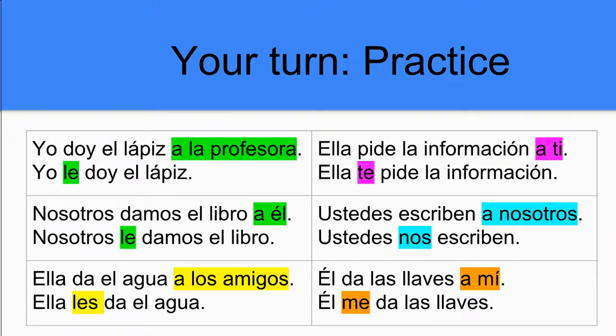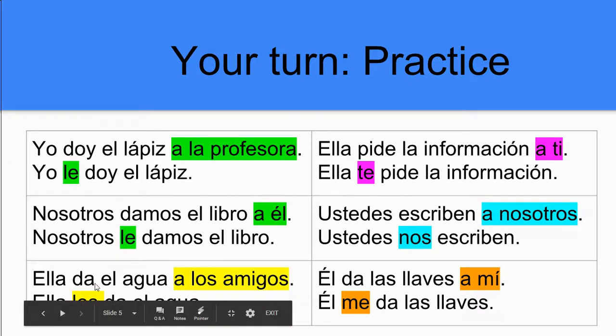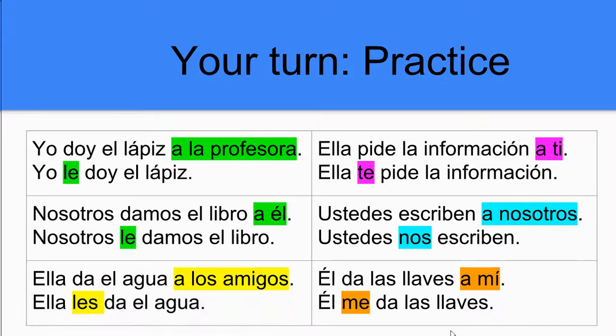Ella da el agua a los amigos. Ella les da el agua. Remember, if we just originally said ella les da el agua, we wouldn't have any idea to whom or for whom the water was given. But because we know it's a los amigos, les is now clear to us. And the last example, él da las llaves a mí, él me da las llaves.